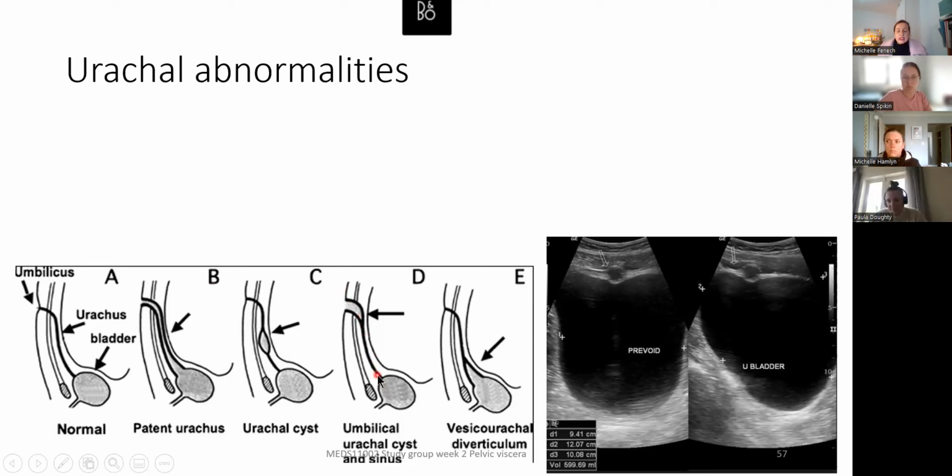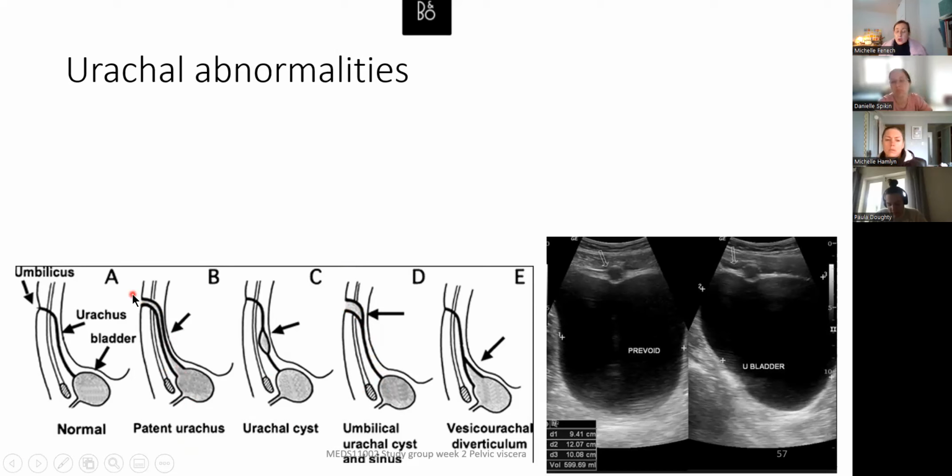Sometimes it doesn't close off completely, so some people can have a passageway from their bladder to their belly button. So sometimes they don't wee out of their belly button, but they can have leakage of wee outside their belly button. And I have seen that on multiple occasions. And so they have what we call a patent urachus, meaning the connection between the urinary bladder and their belly button is patent, means it's still open.